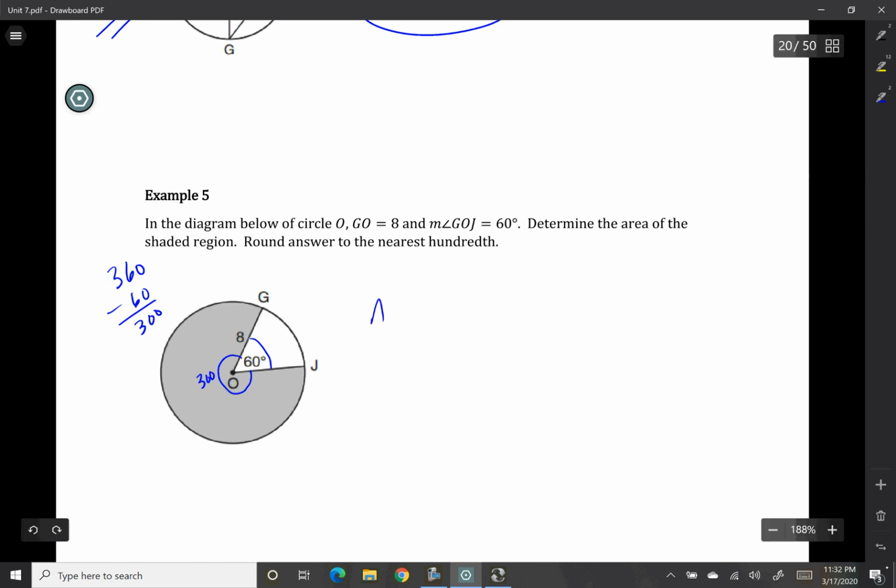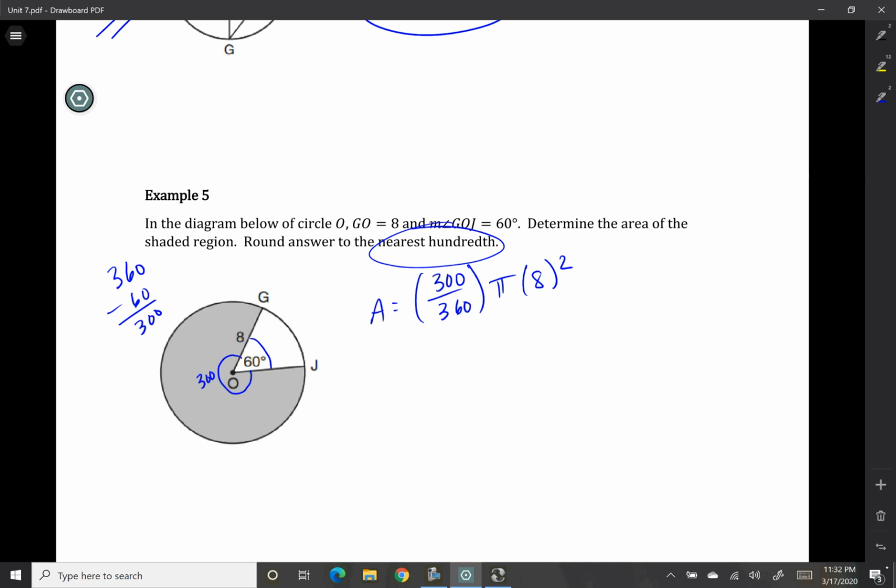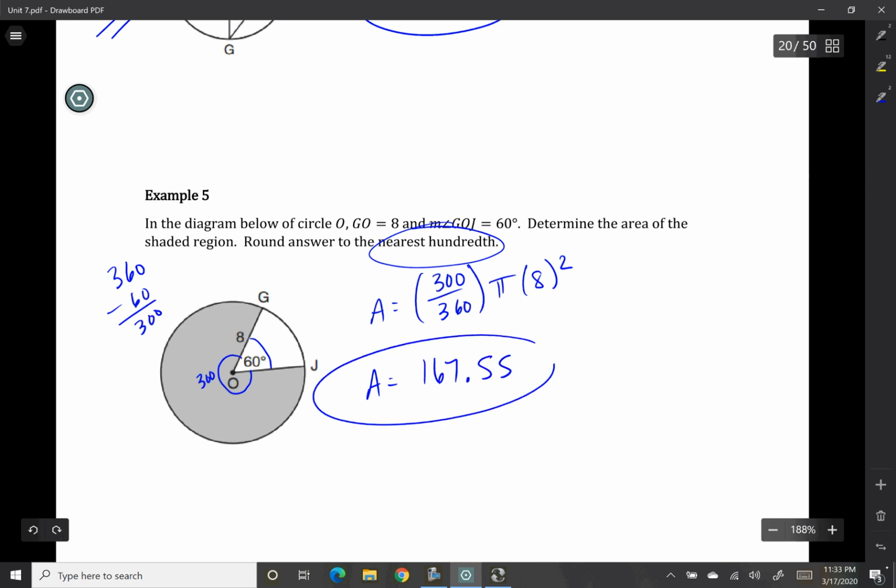So I can say the area of this sector is 300 divided by 360 times pi times 8 squared. Notice it says nearest hundredth, so we don't need in terms of pi here. So we're going to type this whole thing in the calculator as we see it. So 300 divided by 360 times pi times 8 squared. So this area in our calculator becomes 167.55. If you're not getting that answer when you're typing in the calculator, play with the calculator a little bit. You're probably just typing something in wrong. Use parentheses.